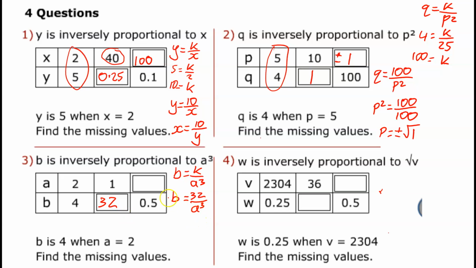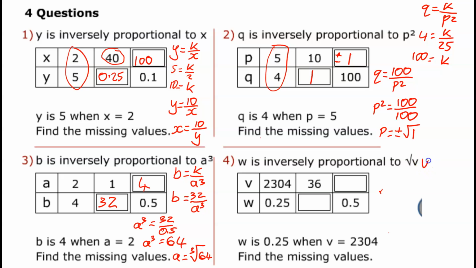And now we need to do it the other way round. So a cubed is equal to 32 divided by 0.5. So a cubed, 32 divided by 0.5 is 64. So a is equal to the cube root of 64. And hopefully you're awake enough to realise that is 4.